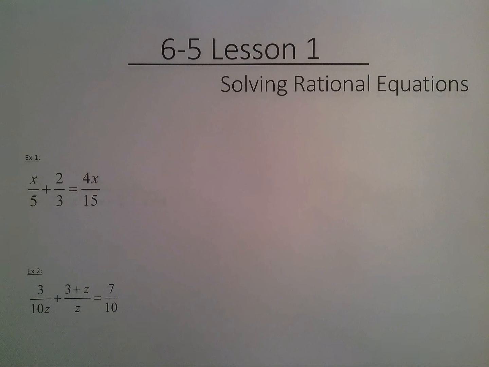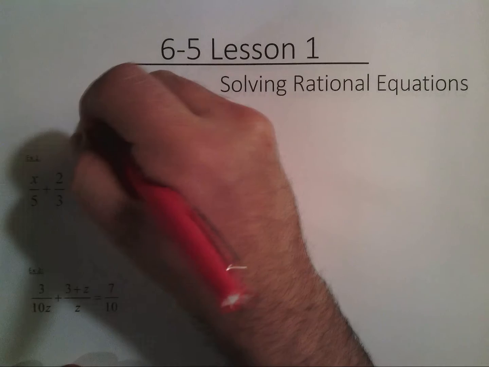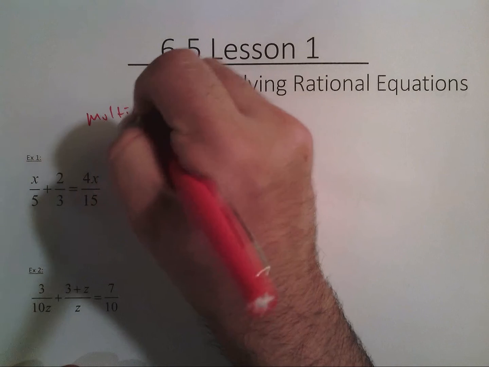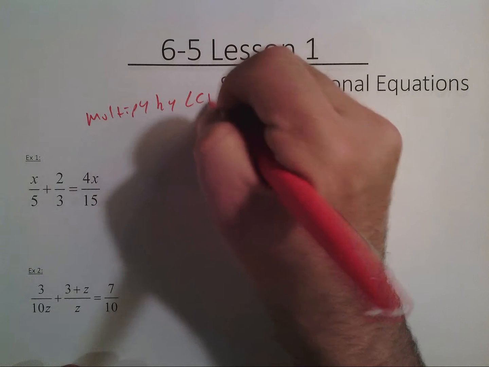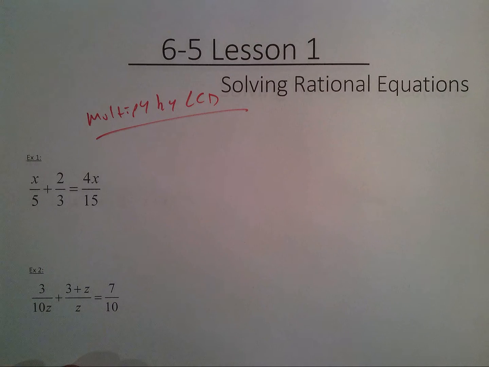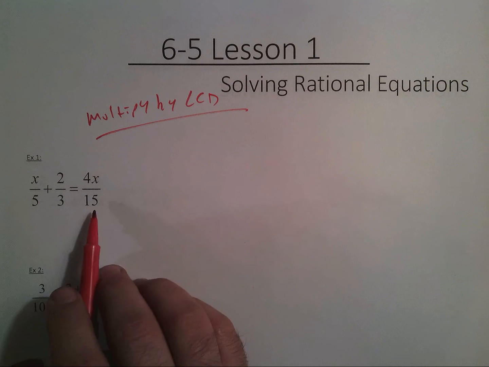So, what I'm going to do is multiply by the LCM, lowest common multiple of the bottom, also known as the LCD. Now, this is normally my second step. The first step would be to distribute if there was parentheses, but we don't have any. Alright, so now, what is the LCD of 5, 3, and 15?